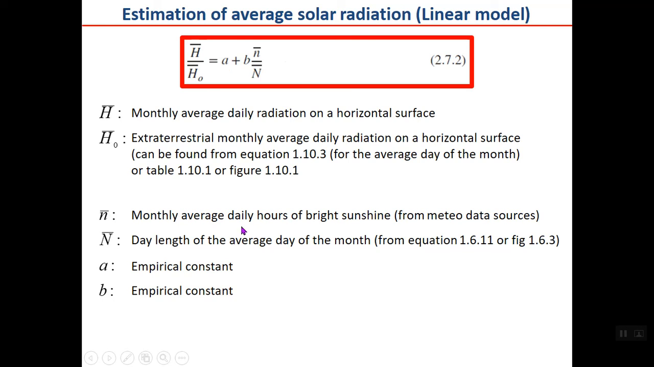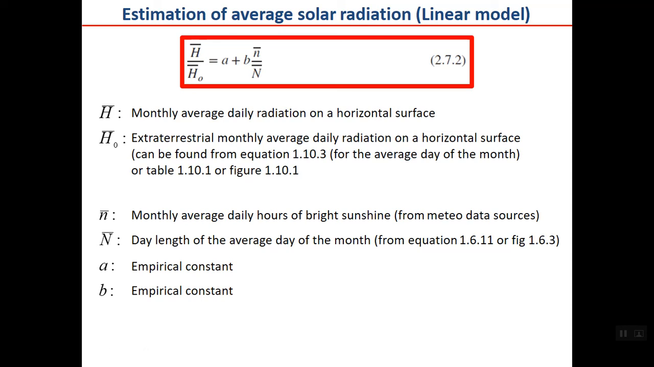Small n bar is the monthly average daily hours of bright sunshine, generally from meteorological data sources. Capital N bar is the day length, which can be calculated. If you remember, we had formulas for that, or a figure. And finally, A and B are empirical constants. Generally, in practice, either you have A and B for the location in question. For example, I give you A and B for a specific location, for example Cairo in Egypt, and then ask you to calculate H bar for that location.